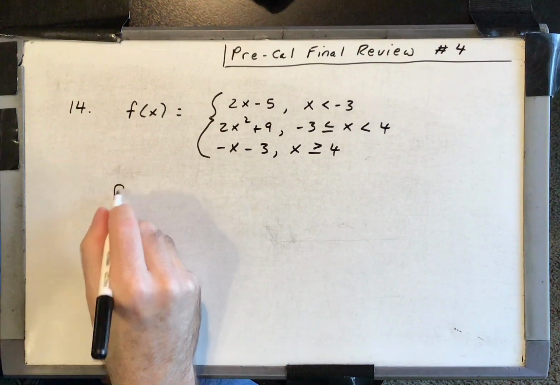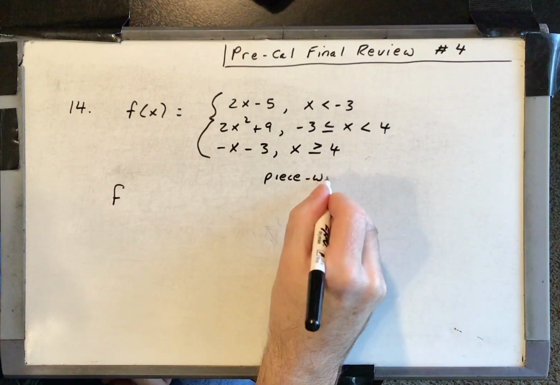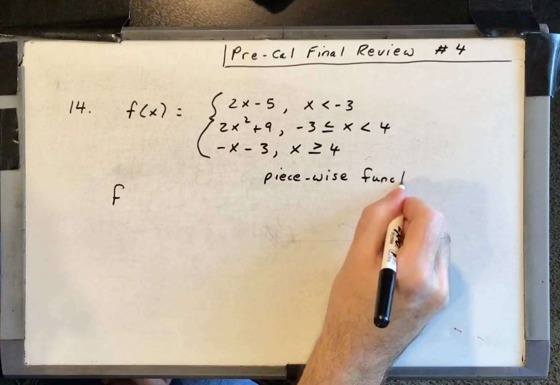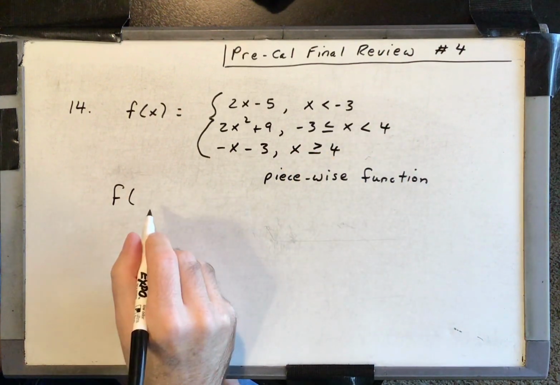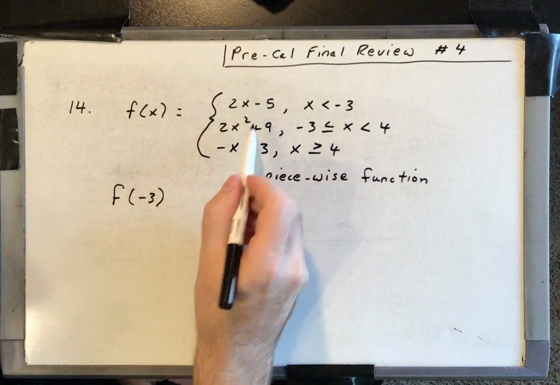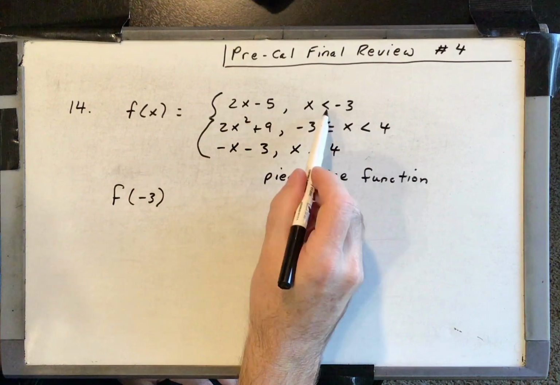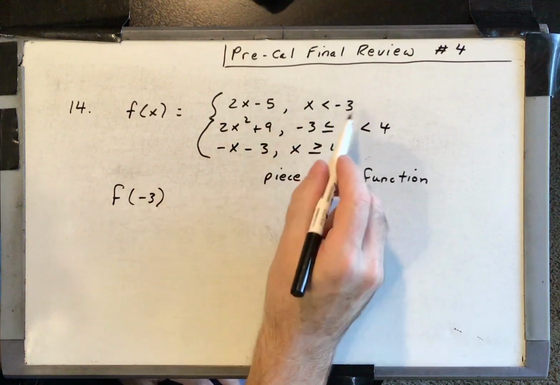So we want to find, this is called a piecewise function, meaning the function can be split into different pieces. We want to find f of negative 3. Well, which one of these 3 equations will we pick? Well, this first equation is only when x is less than negative 3, so we can't use it.